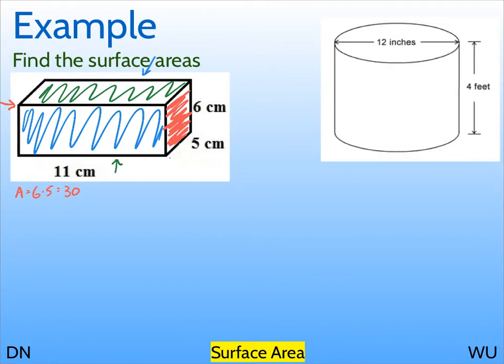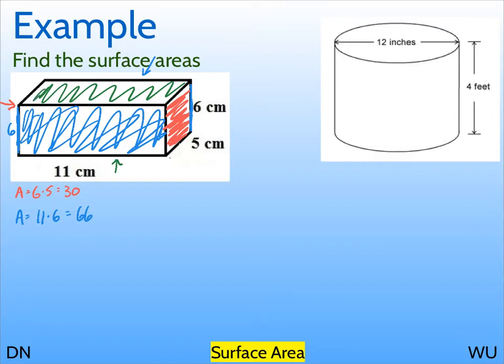The area of the blue section, right here, we have 11 for the bottom, but we also need this side right here, which we can steal from over here because it's the same thing. So that would be 6. So the area of the blue is 11 times 6, or 66 for each piece.